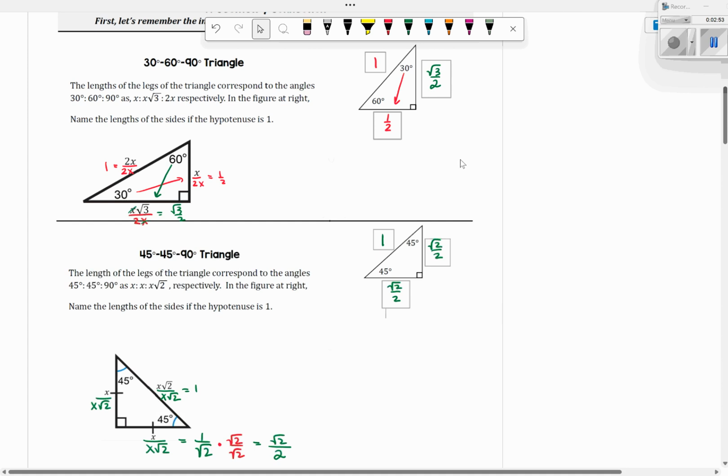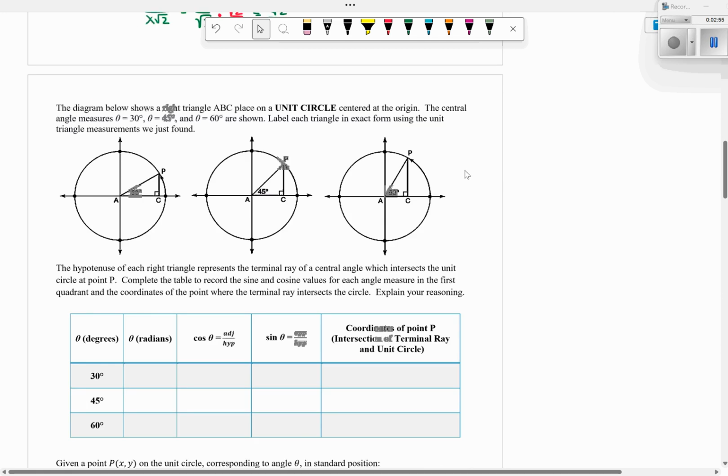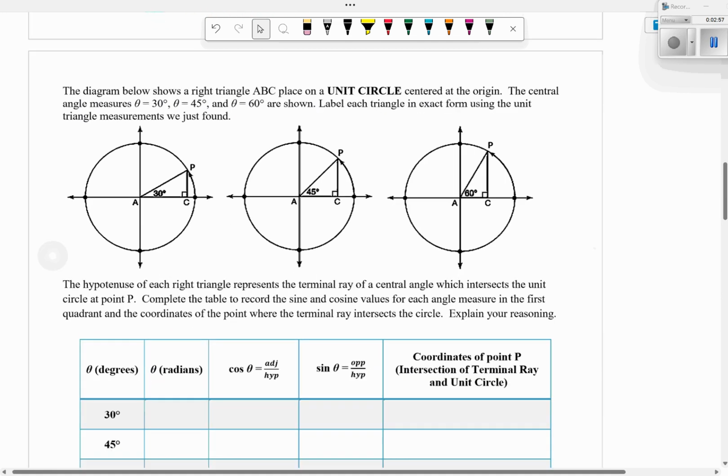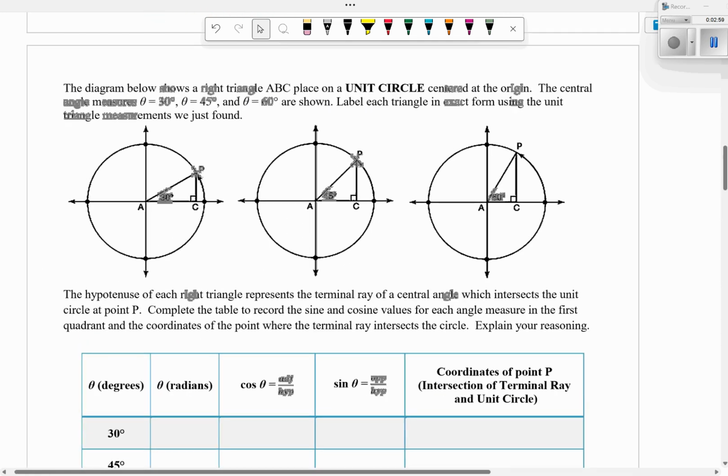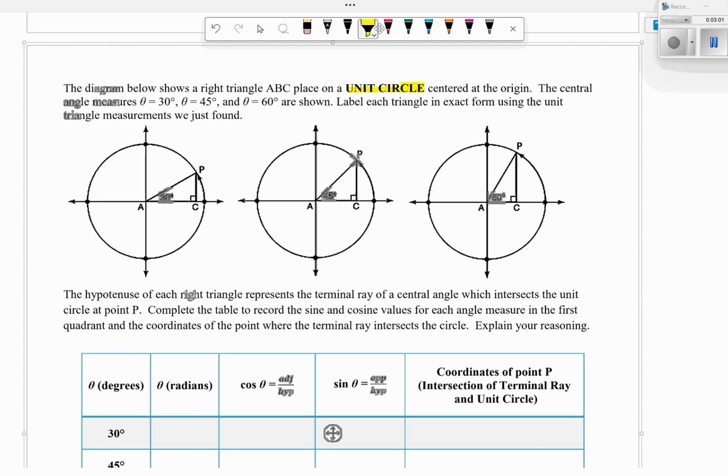So we're going to put these on our unit circle. It says, the diagram below shows a right triangle ABC placed on a unit circle. The unit circle, which is centered at the origin, means that we have a radius of length 1. So the hypotenuse for these has a length of 1, which means we're using our unit triangles. We're going to label the triangles with the measures that we just found.